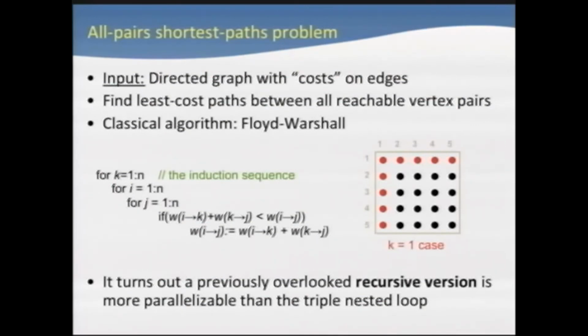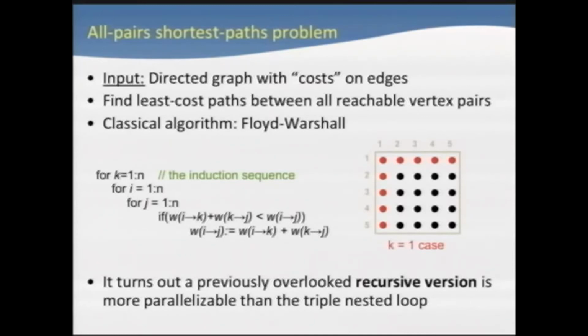It's the all-pairs shortest path. So the input is a directed graph. The output is, for every pair of reachable vertices, the shortest path length, or actually the path itself too, if you care about it. And the classical algorithm is this: the Floyd-Warshall, an outer loop over 1 to k. You can't change that induction sequence because that's the correctness. But you can reorder the computation in the middle.